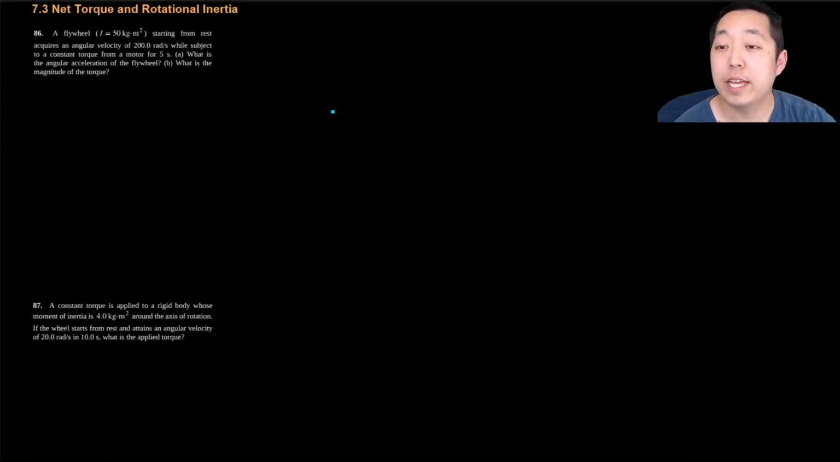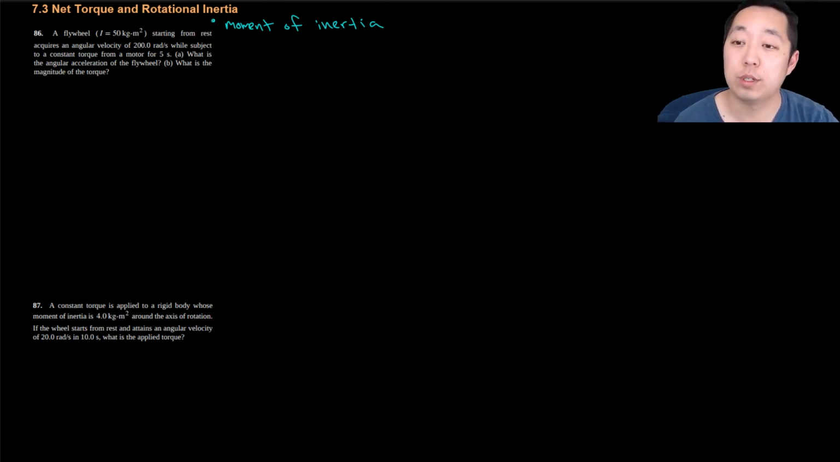So now we're going to be looking at net torque and rotational inertia. Or in this case, a lot of these problems, they will call it moment of inertia. That's a more traditional terminology to use. But it means the same thing as rotational inertia. So those two are the same terms.